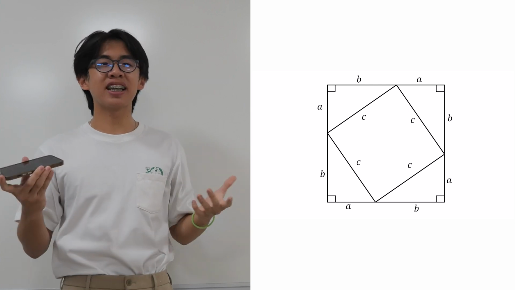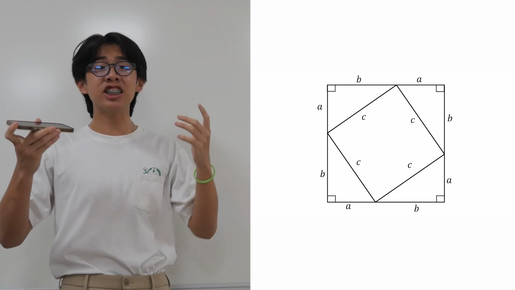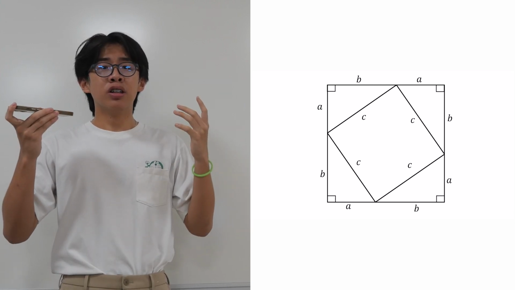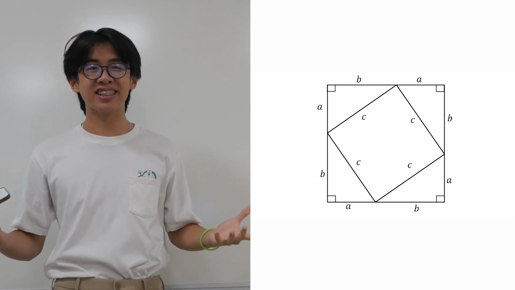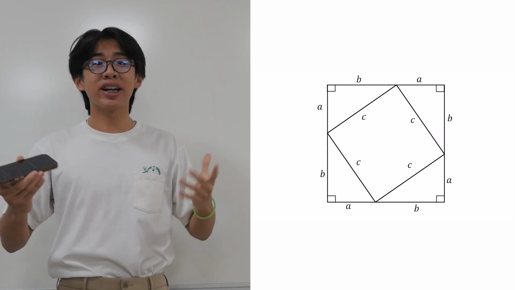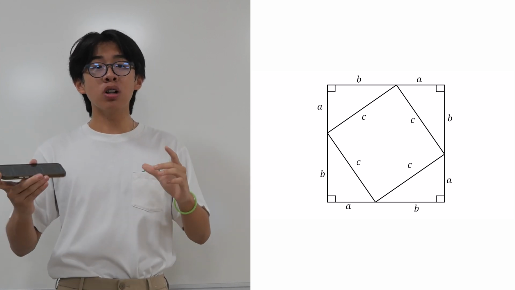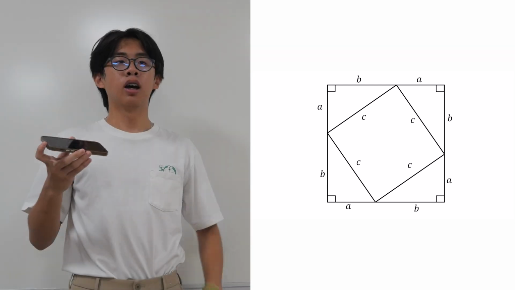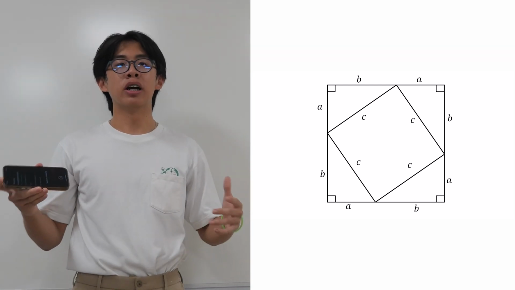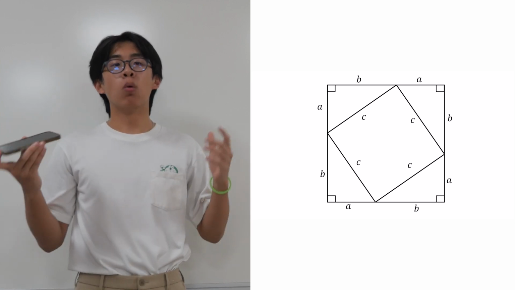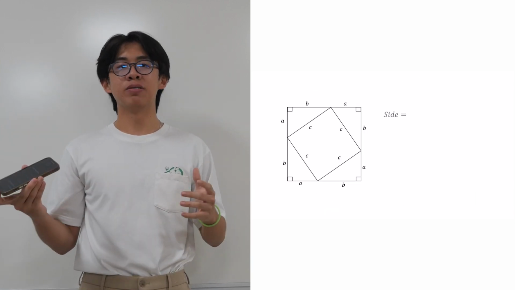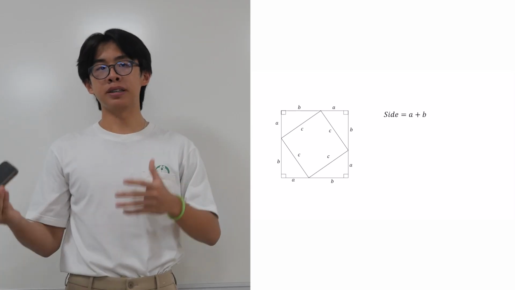Yeah, and just like that, the legs a and b form the edges of a bigger square, and the 4 c sides form a small square in the center. Nice! We've just built a square made out of 4 right triangles and a smaller square in the middle. Now, let's look at the outer square that we just made. Each side of it is made of one length a and one length b. So the full side is a plus b.